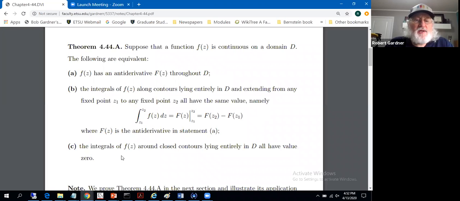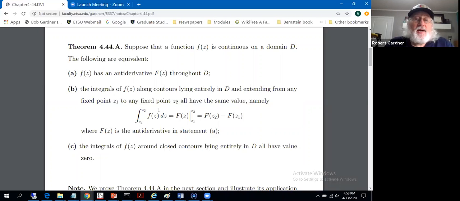The third observation is no big surprise given the second part. Part C is no surprise from part B. Hey, in part B, if we were going along a closed contour, we'd be going from z1 to z1, and we'd have capital F of z1 minus capital F of z1. So if integrals around closed contours are always 0, then that's certainly consistent with this second part. Now, actually establishing that integrals around every closed contour lying inside this domain are 0, that's probably not something we'll do directly.